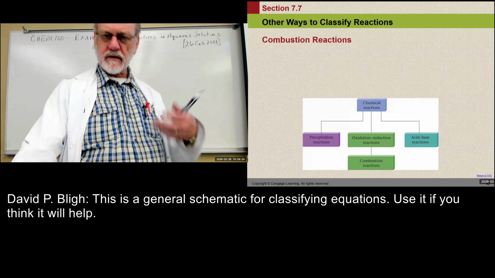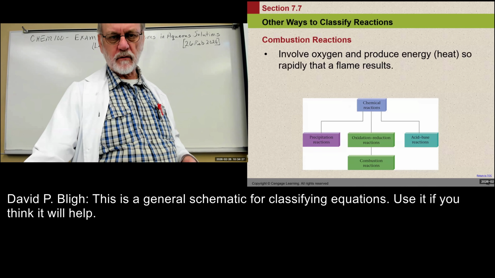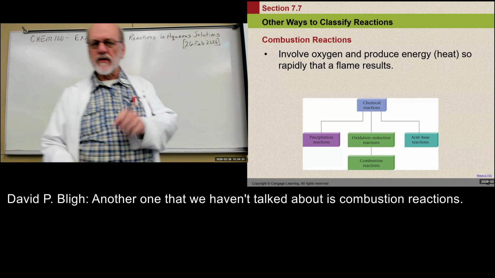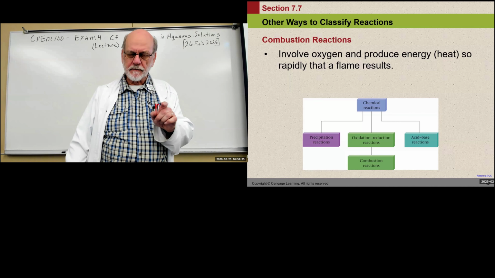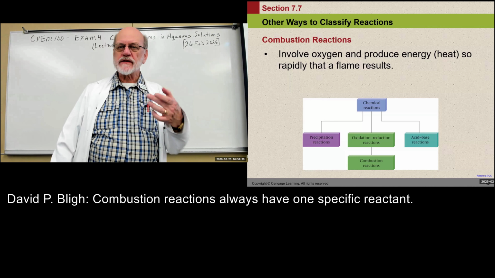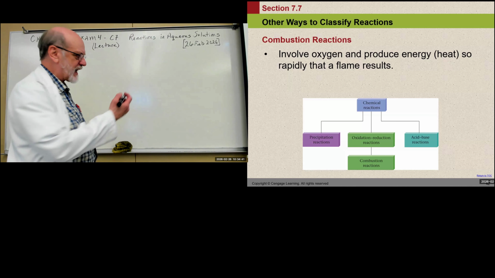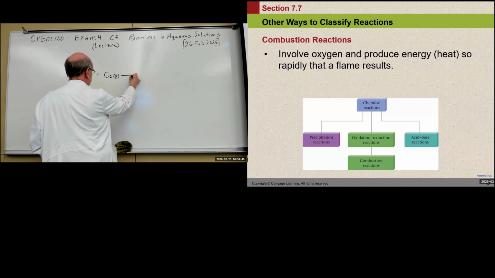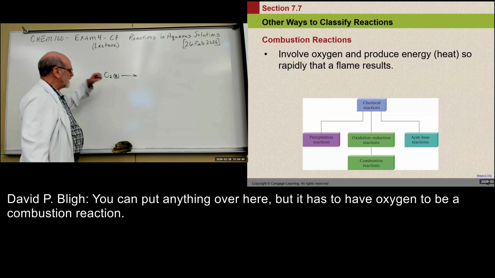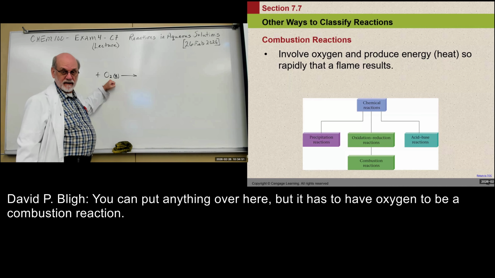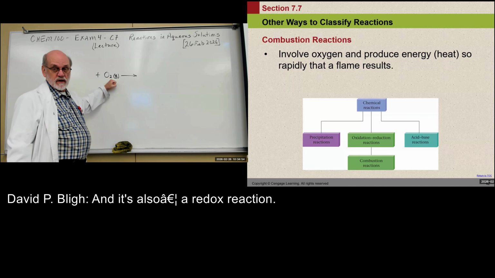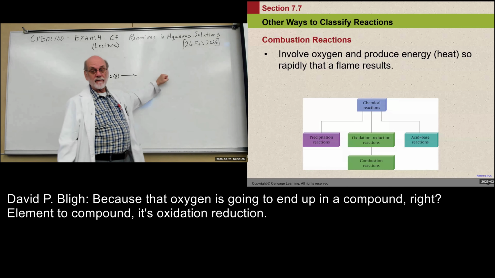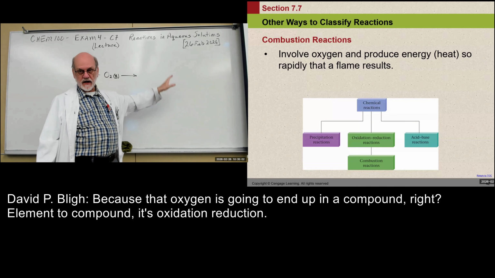This is a general schematic for classifying equations. Use it if you think it will help. Another one that we haven't talked about is combustion reactions. Combustion reactions always have one specific reactant, oxygen. You can put anything over here, but it has to have oxygen to be a combustion reaction. And it's also a redox reaction because that oxygen is going to end up in a compound, right? Element to compound, it's oxidation reduction.